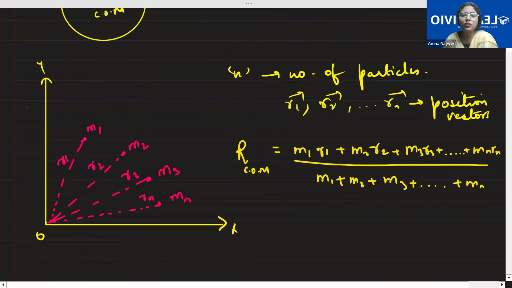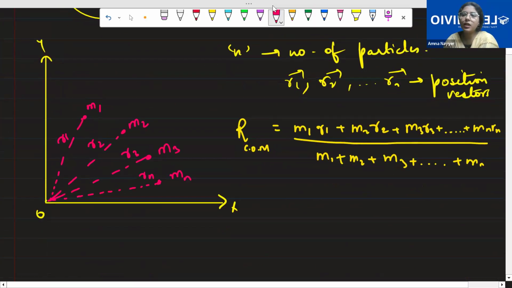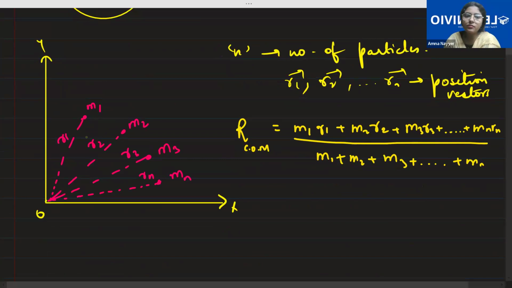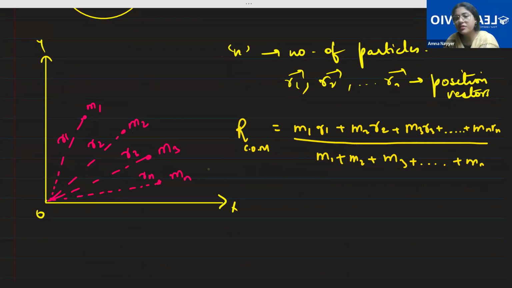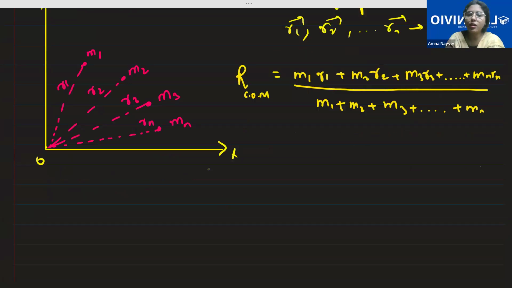Okay, so how do we write the formula? How do we derive it? M1 is the first particle, M2 the second, M3, till Mn you have it. And r1, r2, r3, r4 are the separations from the origin. The original formula of the center of mass is M1r1 plus M2r2 plus M3r3 plus M4r4 and so on, divided by the total mass, M1 plus M2 plus M3 plus M4 and so on.